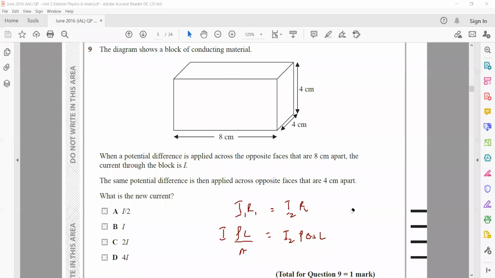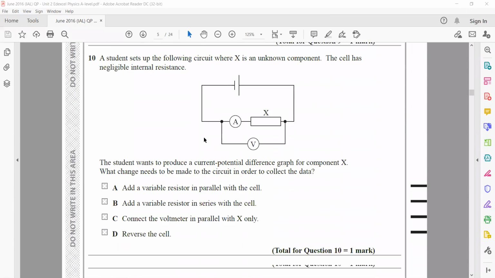Instead of using the coefficient here, you can write L1 and L2. So rho L2 divided by A2. And where L1 is 8 centimeter and A1 is 4 multiplied by 4, that's 16 centimeter squared. L2 equals 4 centimeter and A2 equals 8 multiplied by 4, that's equal to 32 centimeter squared. So you can substitute the values and you will get the value for I2 in terms of I1, which will come out as 4I.